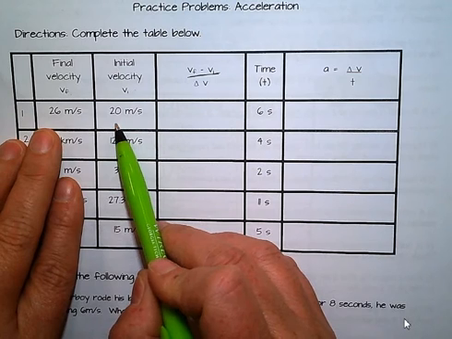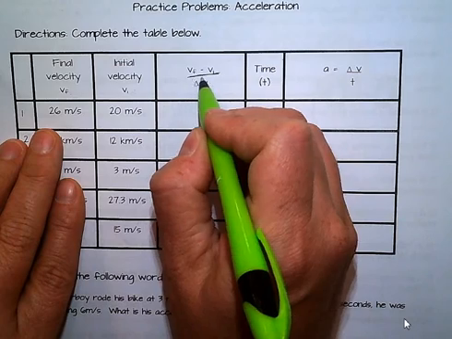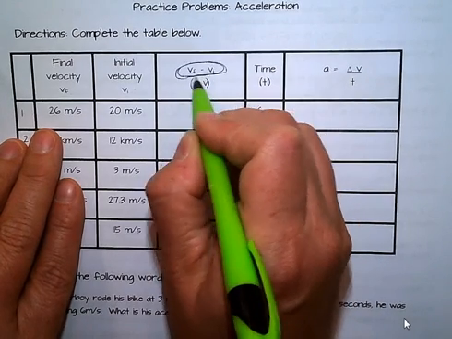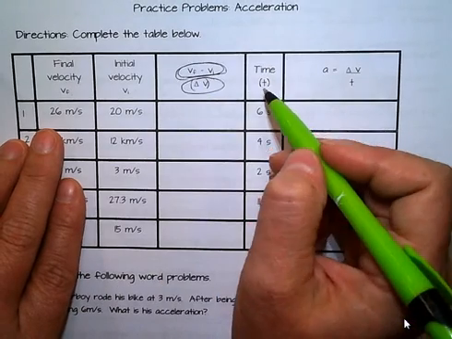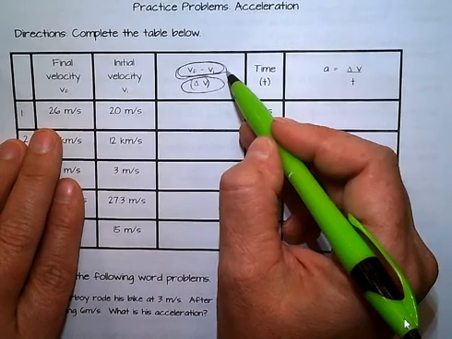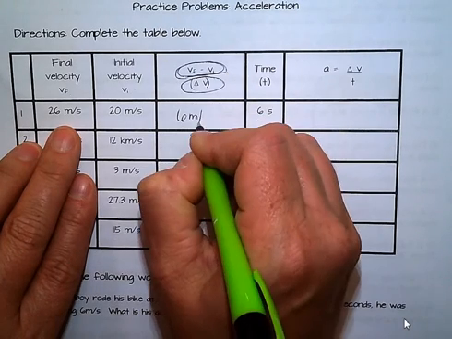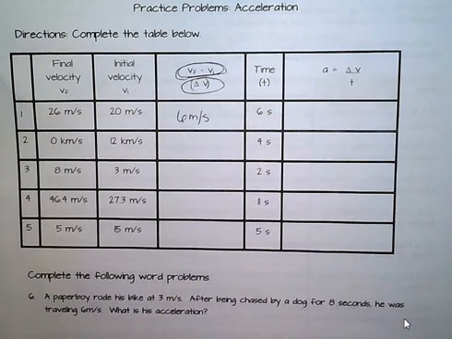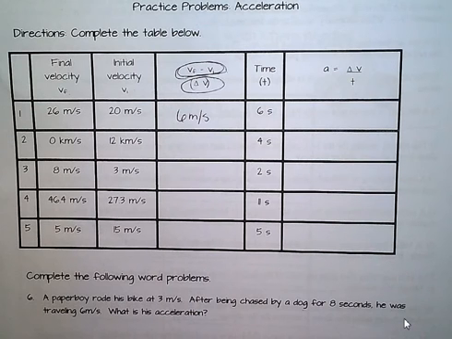Okay. And this is not a formula right here necessarily. This is just showing you delta V, your change in velocity, and how you get that. So you get that final minus initial. So 26 minus 20 is 6 meters per second. So that's your change in speed right there. And the time it takes you to do that is 6 seconds.